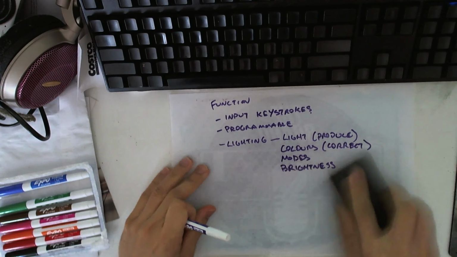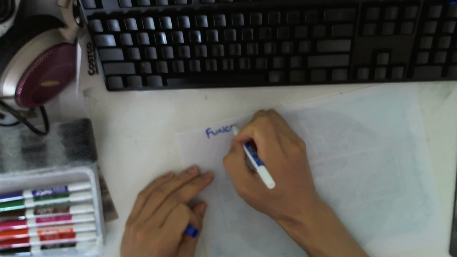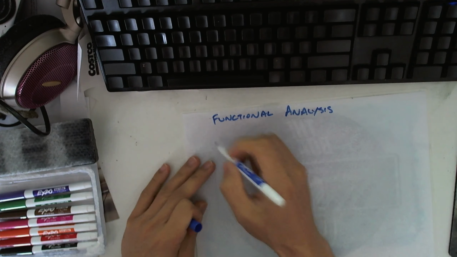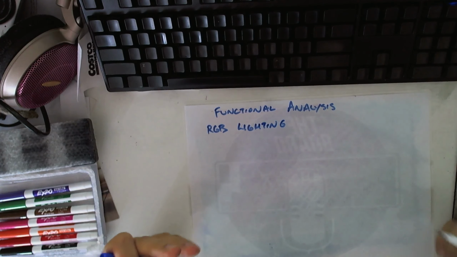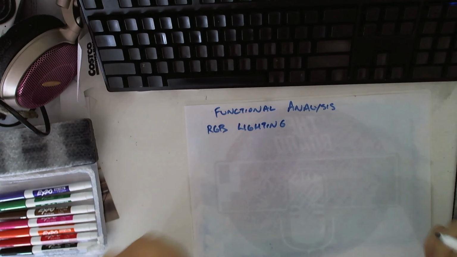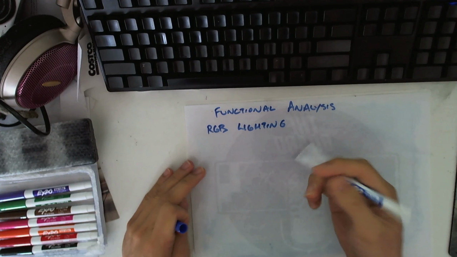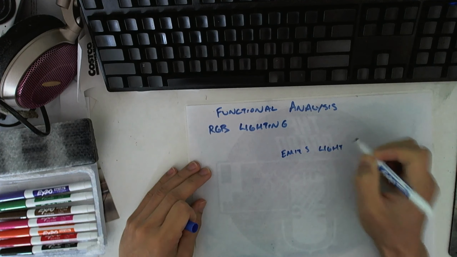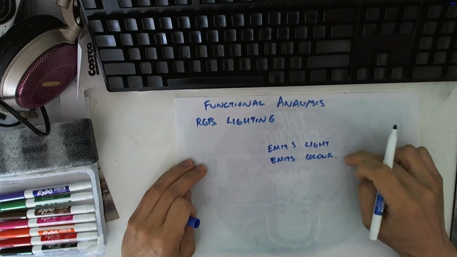So let's just clear that and give ourselves a little bit more space to work with. All right. Functional analysis. So let's take RGB lighting. Well, how do you get RGB lighting? What is RGB lighting? And this is what you would do in a functional analysis phase. Well, you would say RGB lighting produces light, right? It emits light. It emits color. Okay. Well, how do you get light? How do you get color?